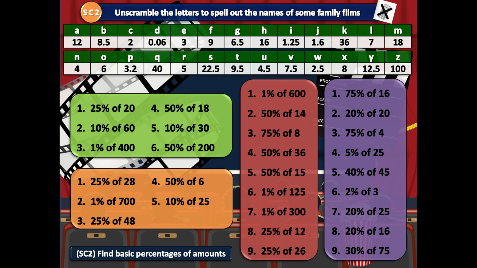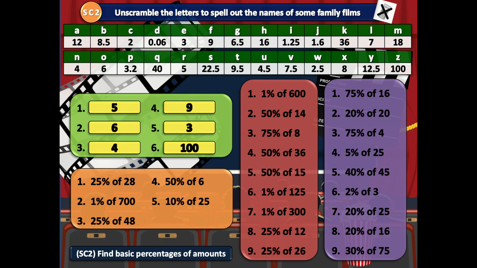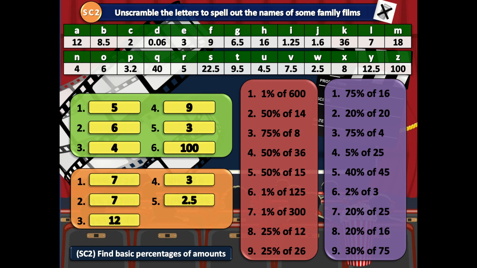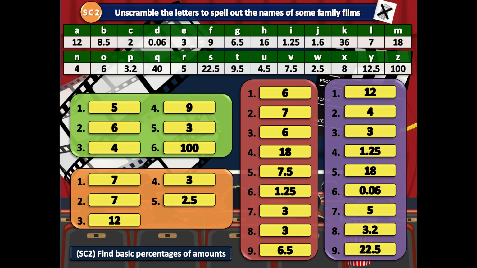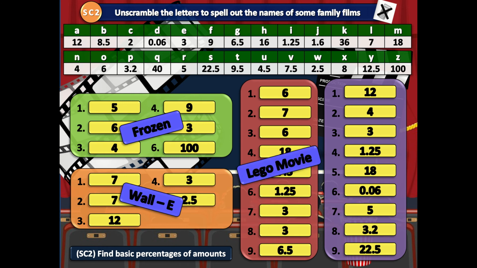Here are your answers. There's your green answers. There's your amber answers. There's your red answers, and there's your purple answers. The greens made Frozen, the ambers made WALL-E, the reds made Lego Movie, and the purples made Spider-Man.